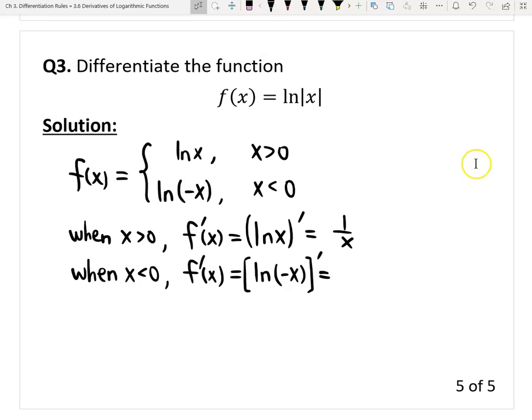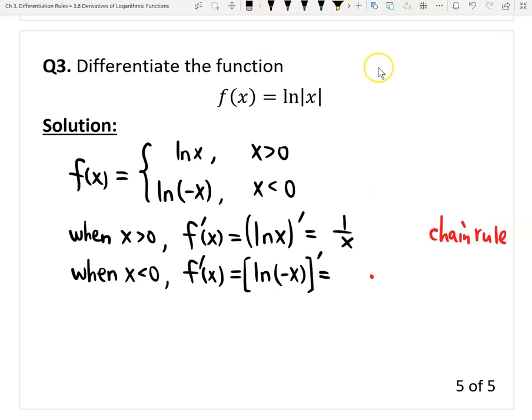This term needs the chain rule because this is a composite function. The chain rule is two derivative terms multiplied together. What is the outer function? The inner function is negative x, so the outer is ln u. The derivative of ln u is 1 over u, the reciprocal.